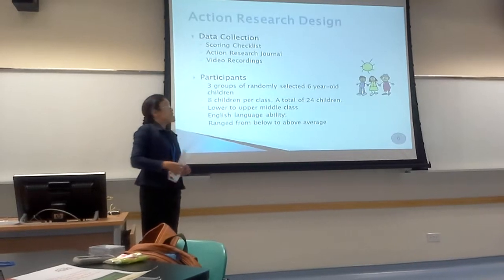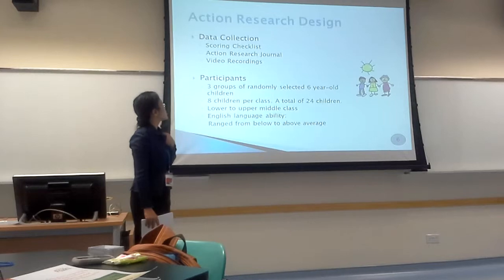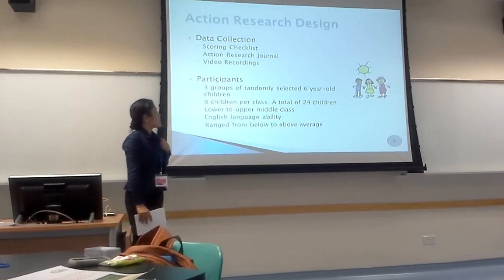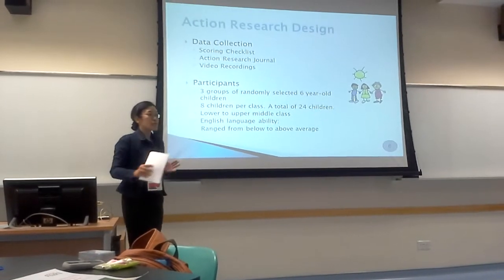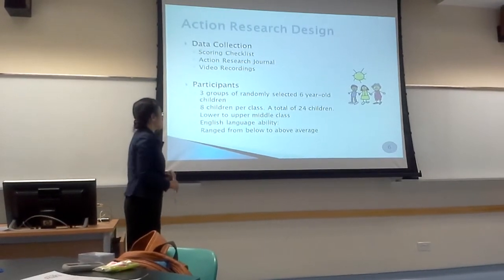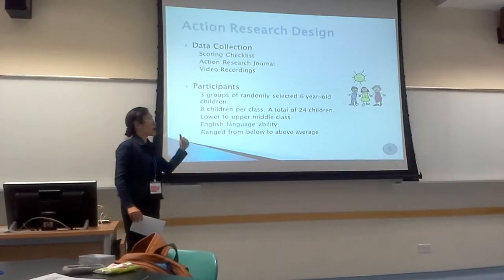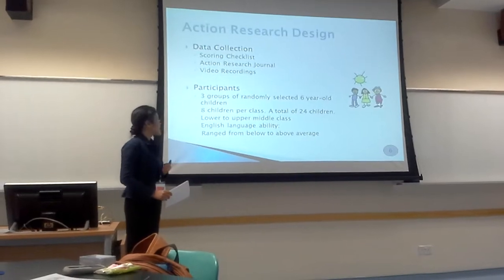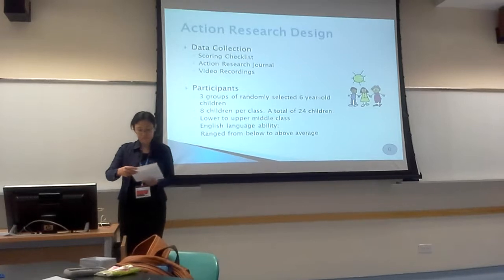The data were collected through scoring checklists, an action research journal, and video recordings. As participants, I had children randomly selected and placed in 3 groups, 8 children per group, so a total of 24 children. Their socio-economic level ranged from lower to upper middle class, and based on their work and portfolio, the children's English language ability ranged from below to above average.